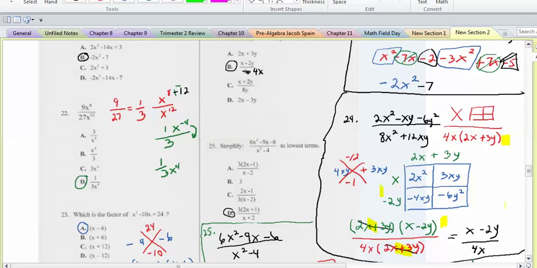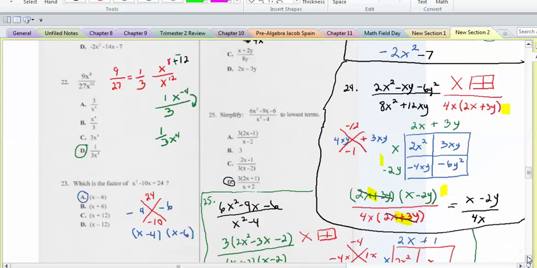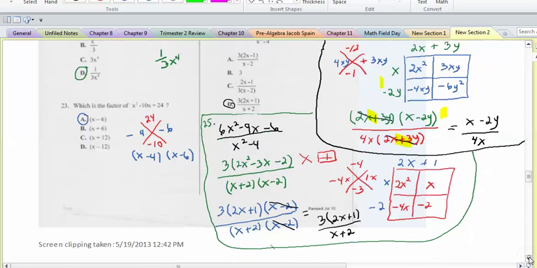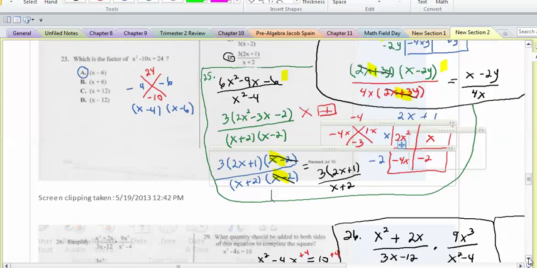Okay, the next one, we've got 25. The work for 25 is right here. Again, the top, we need to do our x in the box, which I did over here. So I ended up with 3 on the outside, 2x plus 1, and x minus 2, and at the bottom it's a difference of squares, so it's x plus 2 and x minus 2. These two canceled, and I ended up with that as my answer, and that's how I ended up with letter D. Okay, that's 25.